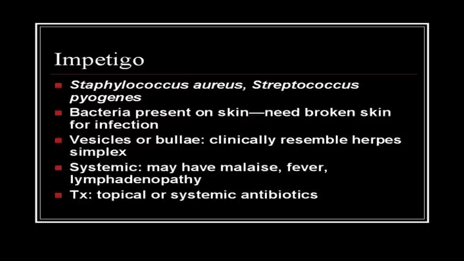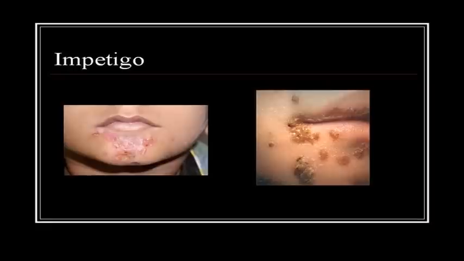Impetigo is seen as a common dermatologic infection. It can be caused by either Staphylococcus aureus or Streptococcus pyogenes, bacteria present on the skin. In order for an infection to take place, broken skin must allow the bacterium to enter the system. It will present as vesicles or bullae, clinically resembling herpes simplex. Systemically, the client may again have a malaise or a fever or a lymphadenopathy. The treatment is topical or systemic antibiotics.